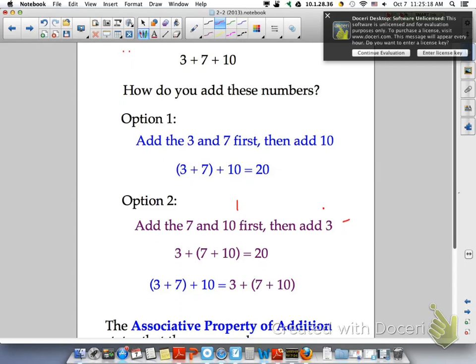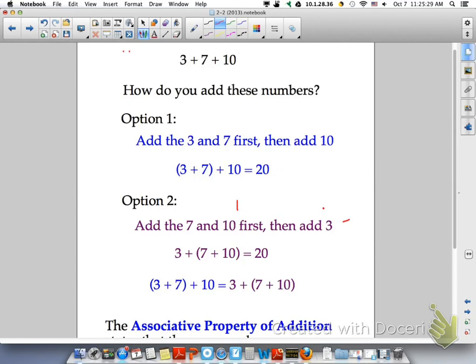Can someone state this, the associative property of addition? Can you tell me, in your own words, what this property might state? Mika? Two expressions can equal the same thing as long as they have the same addends or factors. Okay, very close. Phineas? It doesn't matter which addends you add first. You'll always get the same thing.